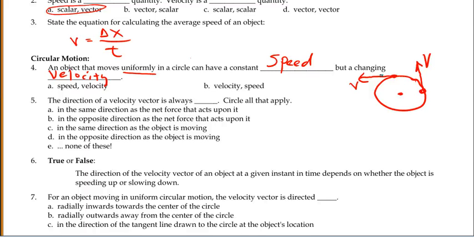The direction of a velocity vector is always the same as the direction the object is moving. So velocity vectors show you the direction you're moving. They do not show you the forces. They don't tell you anything about the forces, just your current state of motion.